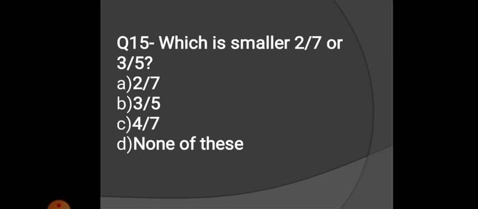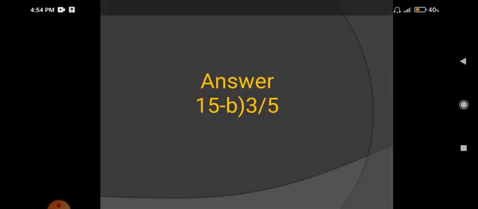Question number 15. Which is smaller, 2 upon 7 or 3 upon 5? Options are A 2 upon 7, B 3 upon 5, C 4 upon 7, D none of these. Now let's check what is the answer of this question. Answer is B 3 upon 5. Now let's check what is the question number 16.